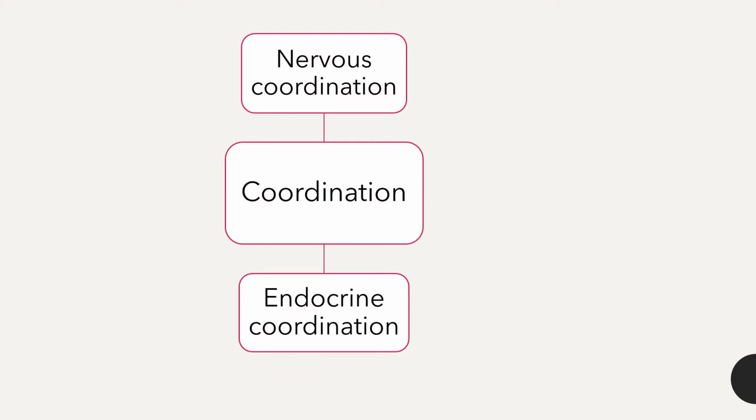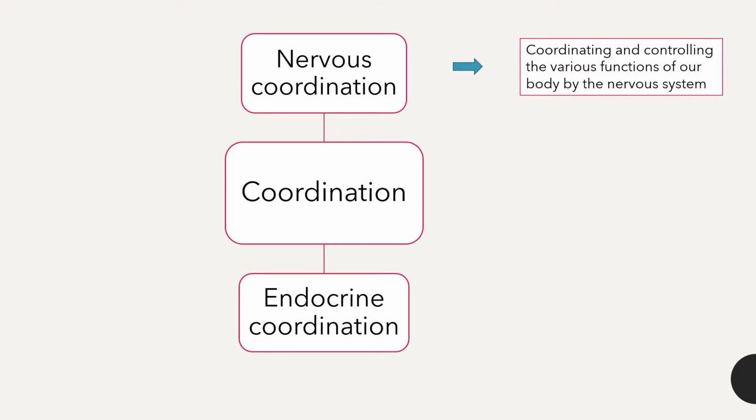If we consider the term coordination, coordination happens in two ways within our body. The first one is nervous coordination, and then the endocrine coordination. So let's see what nervous coordination is. In nervous coordination, the coordinating and controlling of our body takes place through the nervous system.